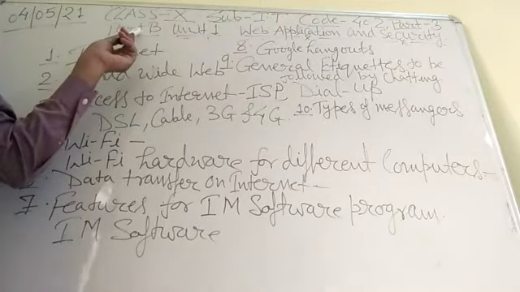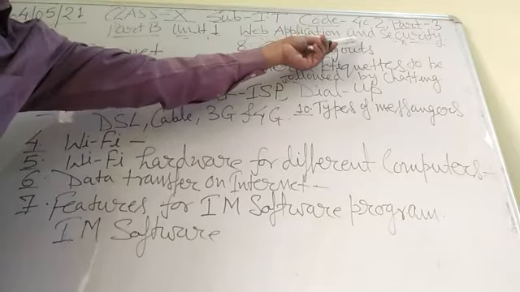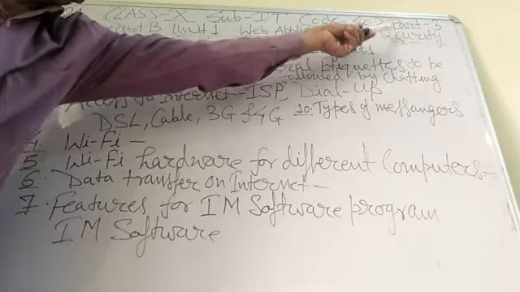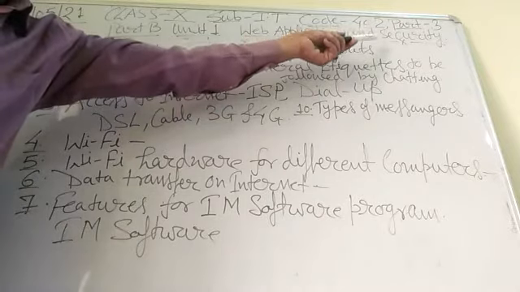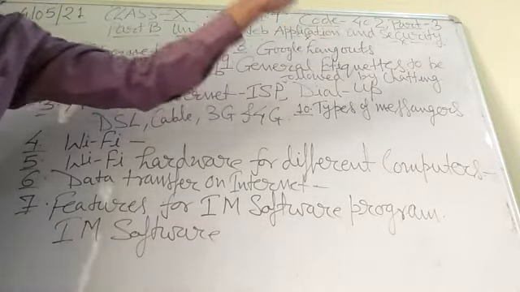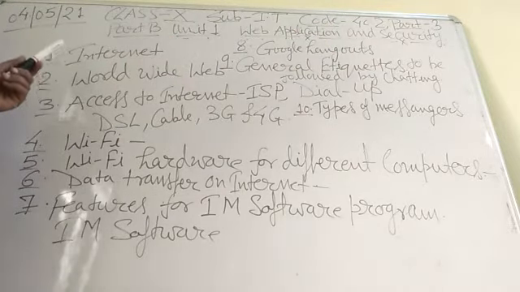Class 10, subject Information Technology, code 402. Now Part B, Unit 1, name of the chapter: Web Application and Security. Now I am going to discuss Part 3 of Web Application and Security. I have already sent Part 1 and Part 2. So first of all, I am going to discuss the internet.